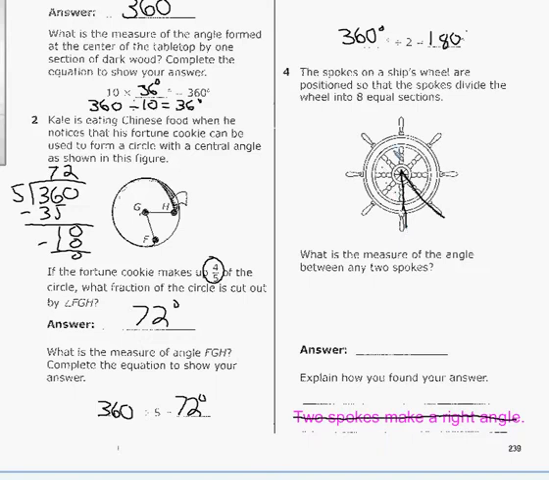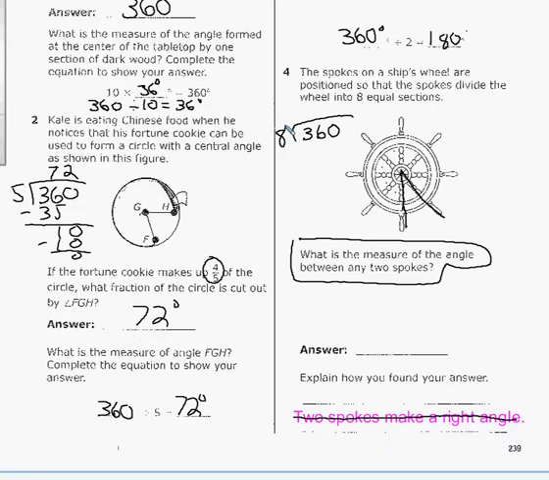So there's 8 sections. So in order to figure out what 2 of the spokes, let me reread it to make sure I'm understanding it. The question says, what is the measure of the angle between any two spokes? So that would be 360 divided by 8.